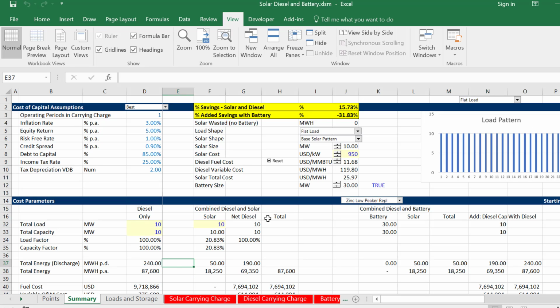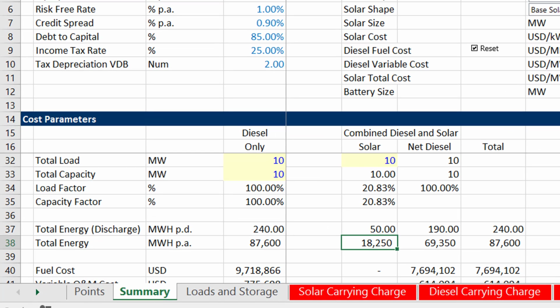And then in the diesel case, we use 240 megawatt-hours per day. In this case, we get 50 from solar, which is 10 megawatts times our load factor and all that. And that means that we need 190 of diesel, not the whole thing. I can't believe I didn't add these together. That's how much we need per day. This is how much we need over the course of the year, how much we get from solar versus how much we get from diesel.